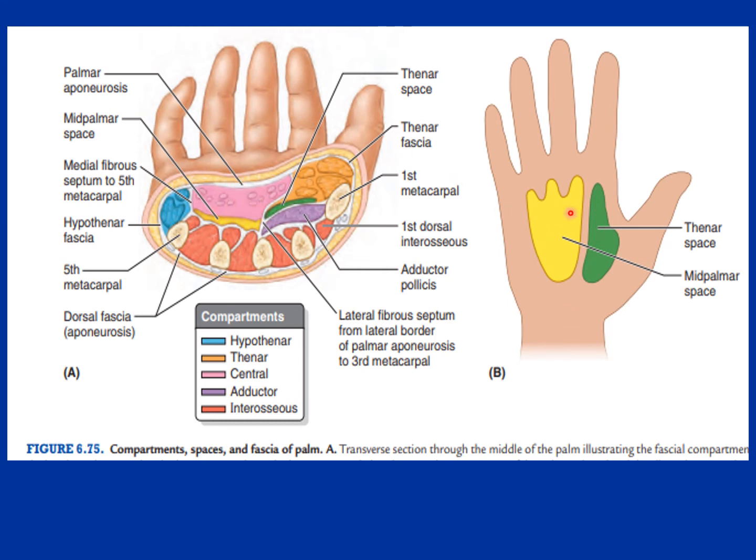So in the palmar view, you can see the thenar space on the lateral side and the mid-palmar space, a bigger space, on the medial side below the long flexor tendons, and this is continuous backward with the forearm below the long flexor tendons.